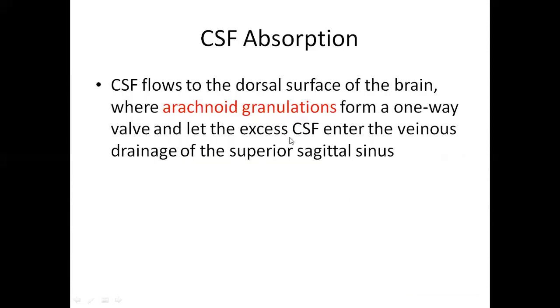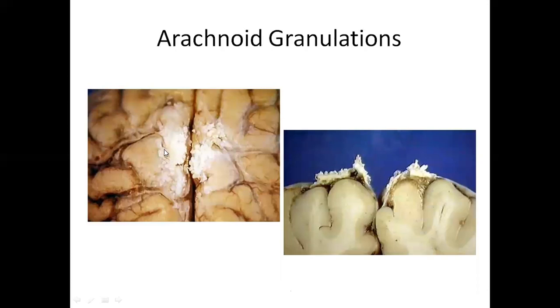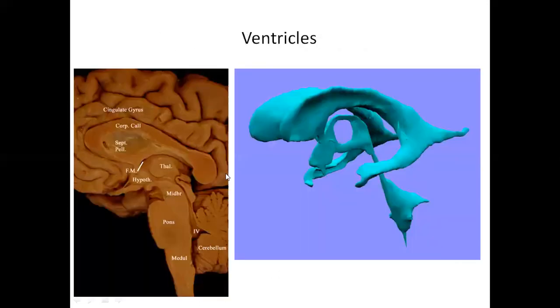These are nothing but the arachnoid granulations. This is the subarachnoid space. From this capillary network, the excess CSF will be drained into dural venous sinuses, especially superior sagittal sinus. Okay, these are the arachnoid granulations. This is how they look in the human brain.